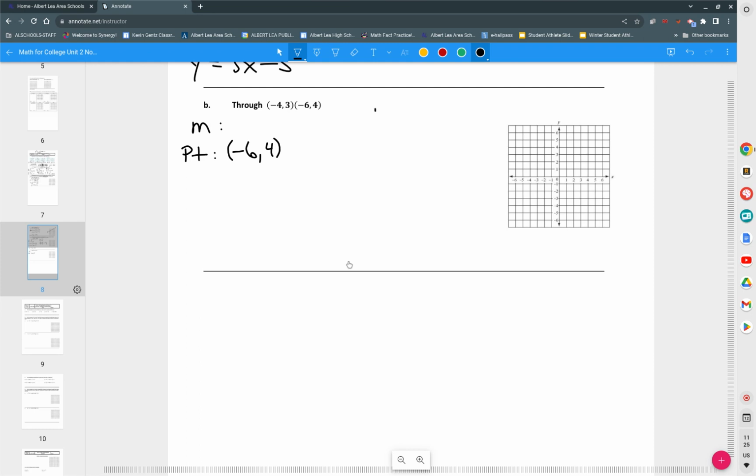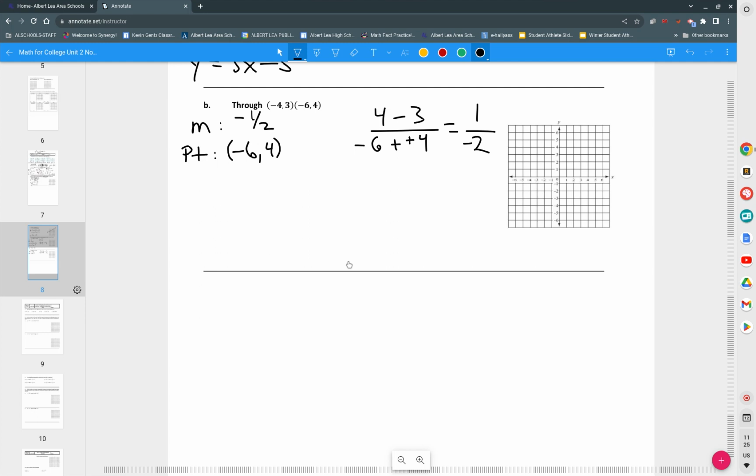Y sub 2 is 4. What is y sub 1? 3. What is x sub 2? -6 minus -4. Notice if you have 2 negatives next to each other like that, you could just add the opposite. And in the top, we get a +1. In the bottom, we have -6 plus 4 is -2. I always like to write the negative on top. So -1/2 is my slope.